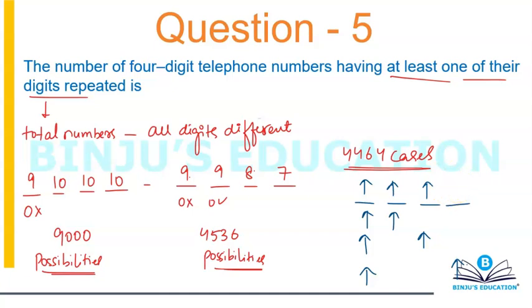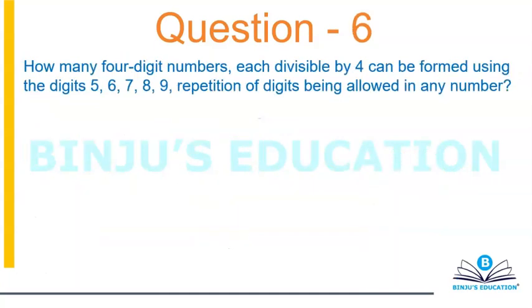Okay. Let's move on to the last question for this video. Pause the video and try this question, please. So question number 6 is, how many 4-digit numbers each divisible by 4 can be formed using digits 5, 6, 7, 8, 9? Repetition of digits being allowed in any number. Okay. So we need a 4-digit number. We want the number to be divisible by 4.